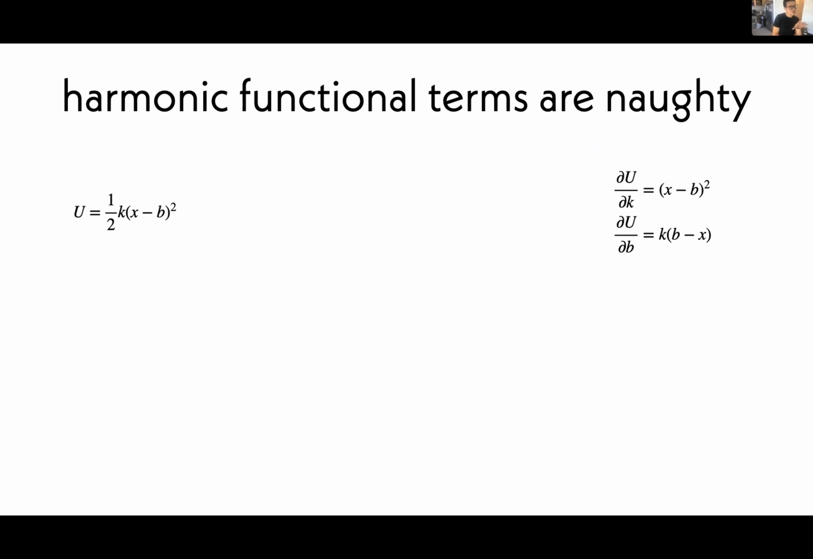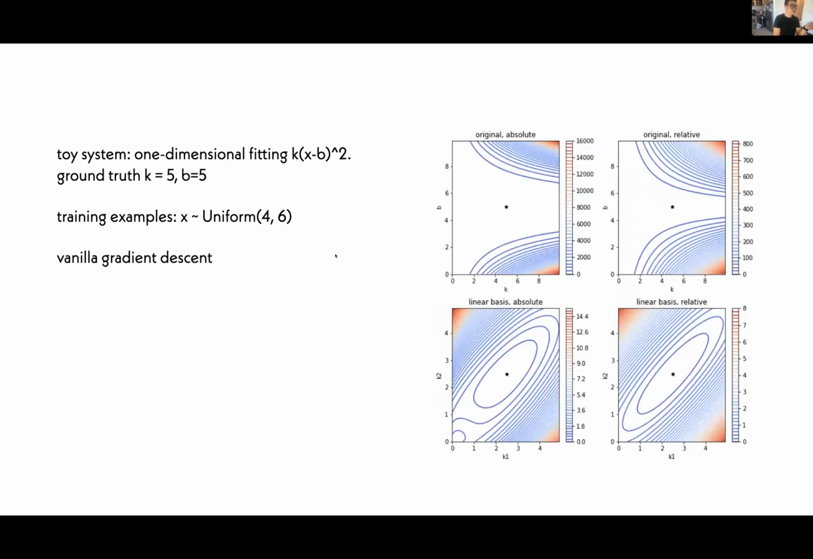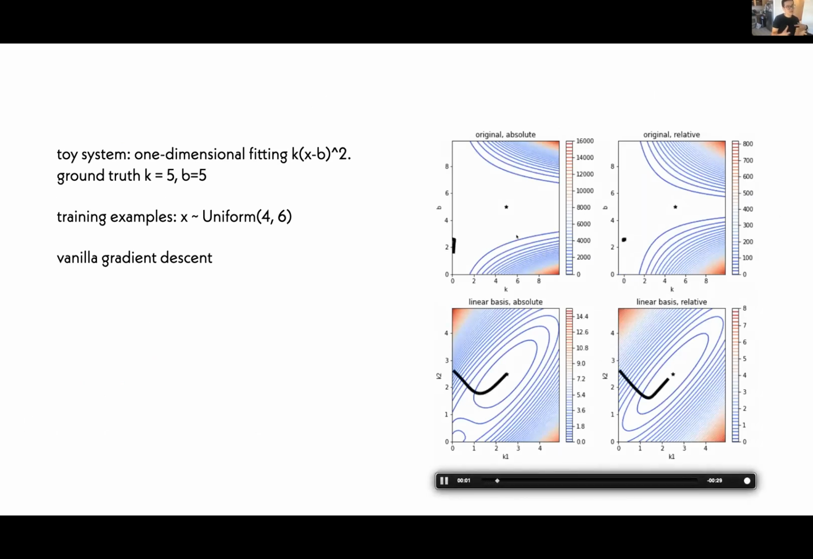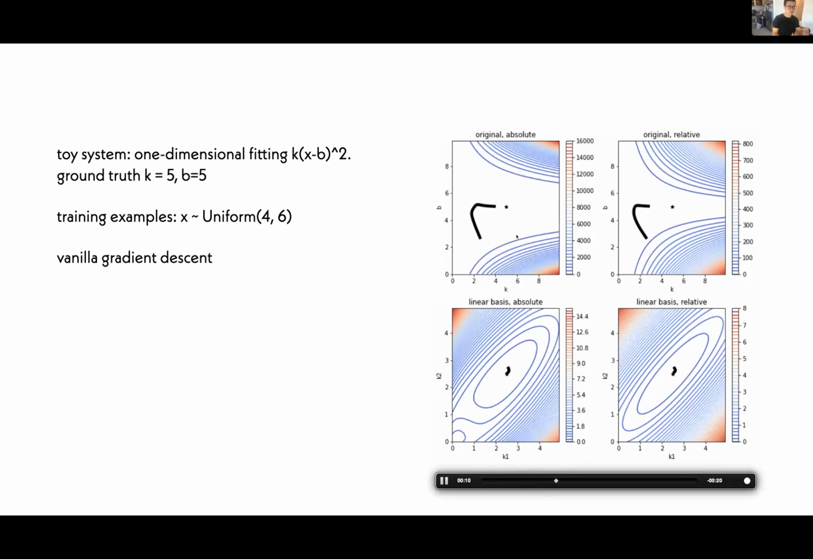Now, there's another tricky bit: harmonic functional terms are a little bit naughty to play with. If you look at this, you'll realize that the derivatives of the potential energy with regard to k and to b are of drastically different functional form. So if you optimize these, in some regions there is no signal for k at all. So it would either blow up, miss the target, or diverge, whereas some regions are doing okay.